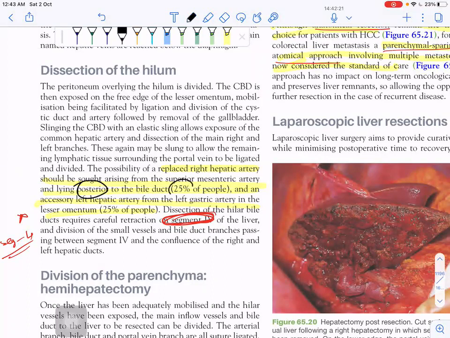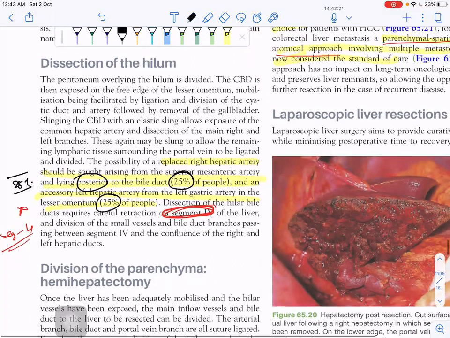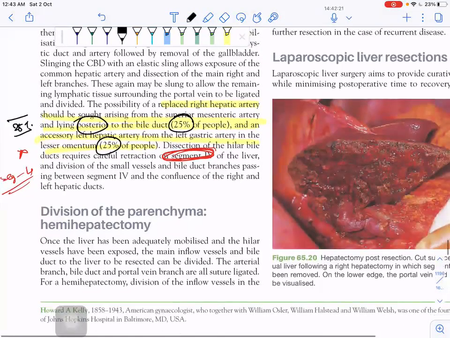So they are saying 25% for that. And the accessory left hepatic also 25%. Here, in Daily, they are giving 25%. Okay, but in Sabiston the value is different.